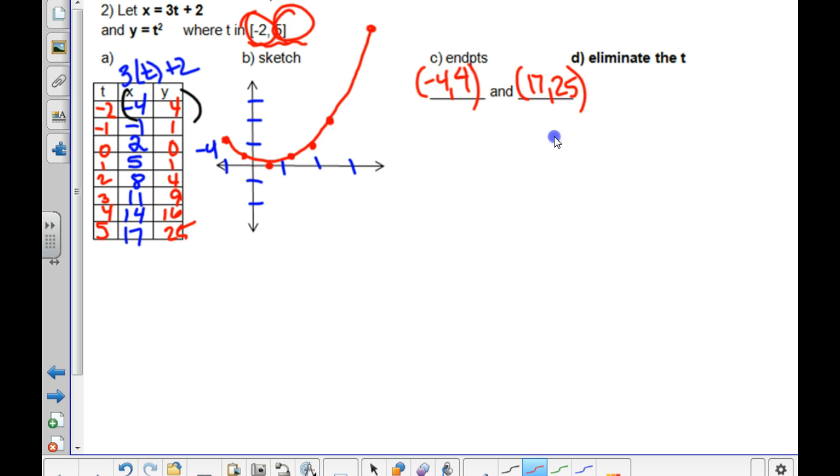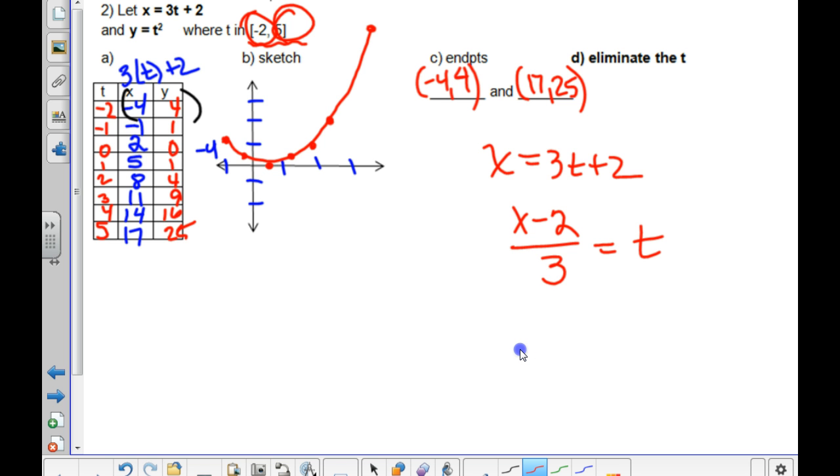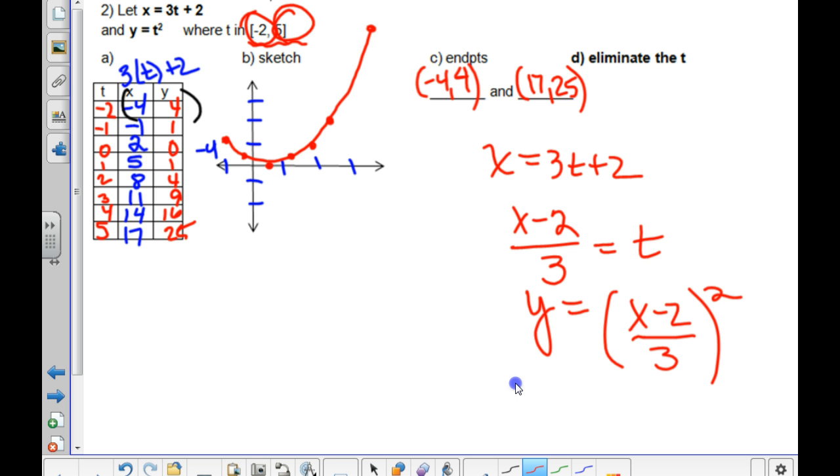Okay, to eliminate the t, I have x equals 3t plus 2. Can you get that t by itself? Does that seem okay? Yep. Now put it into the y equation for the t, so it says t squared, so we're going to have this. Okay, that's an acceptable answer.